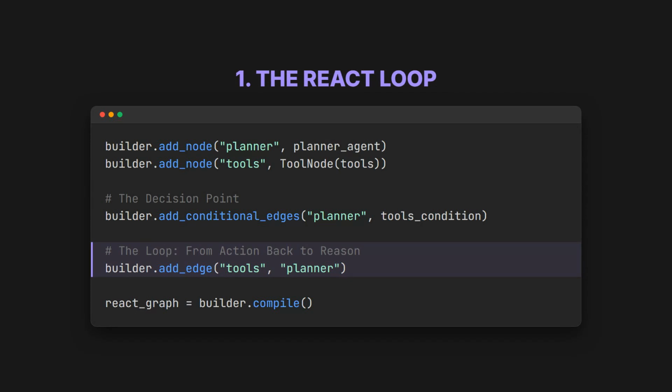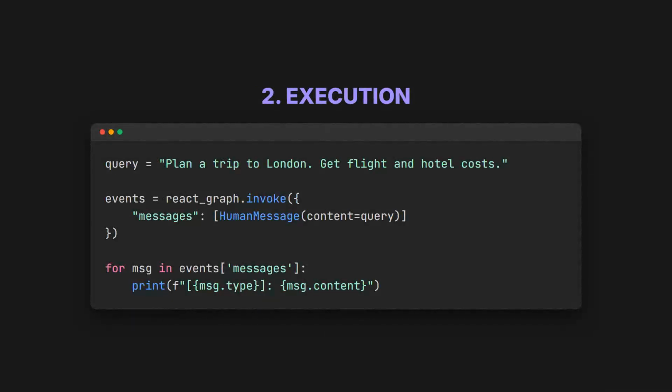And crucially, look at the edge at the bottom where we add an edge from tools back to planner. This is the cycle. It forces the system to go back to the planner after every action. Here's the weather. Now what? The planner thinks again. Maybe it needs flight prices now. It loops again. This cycle continues until the task is complete.